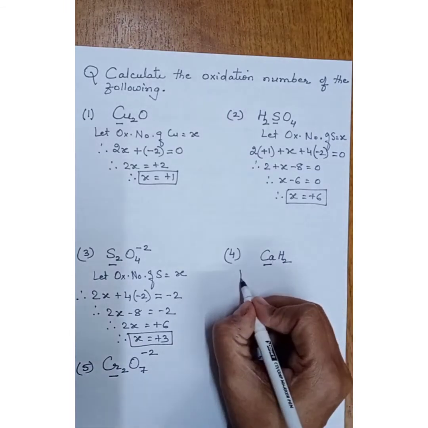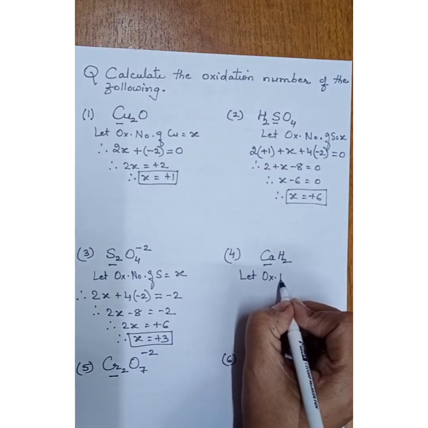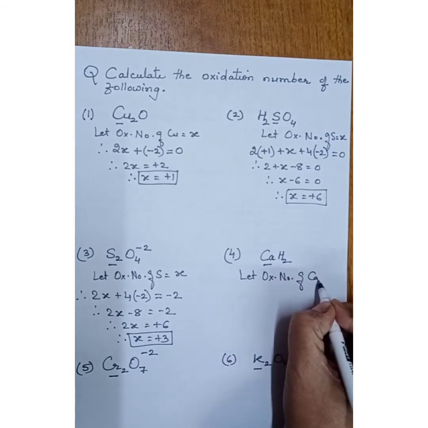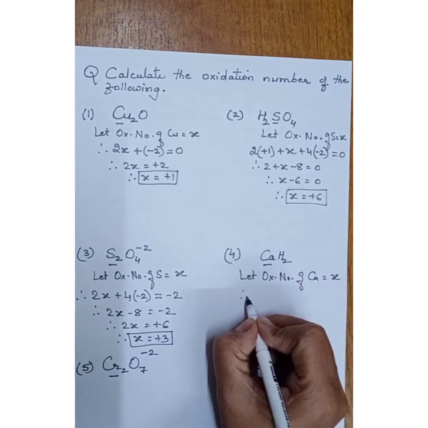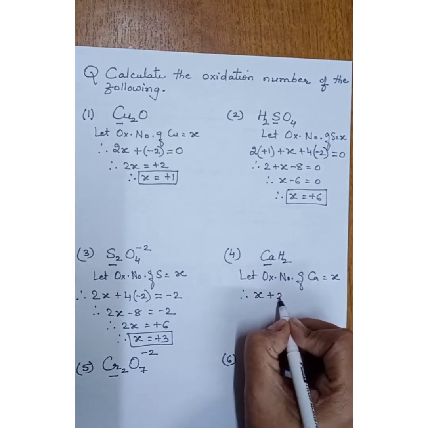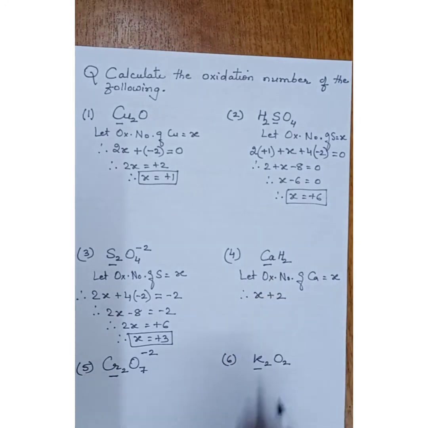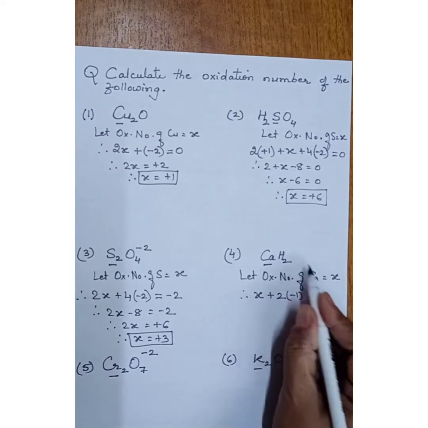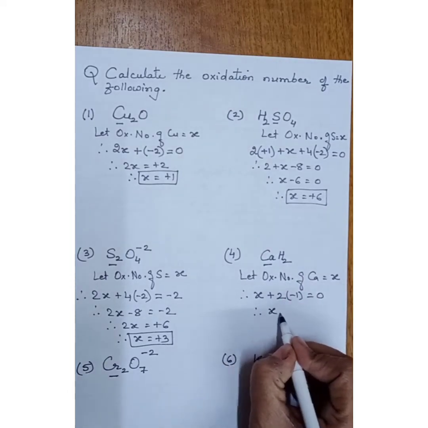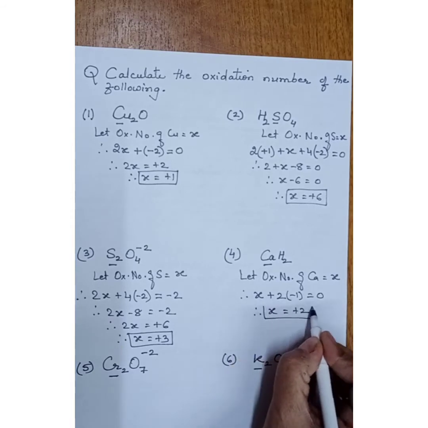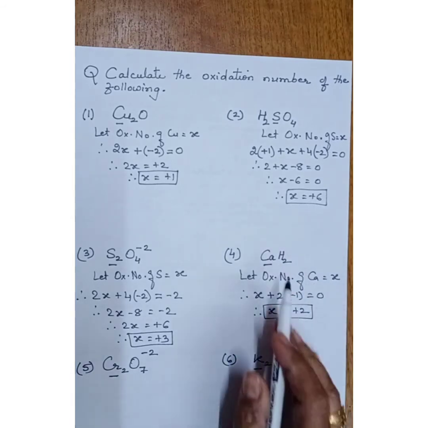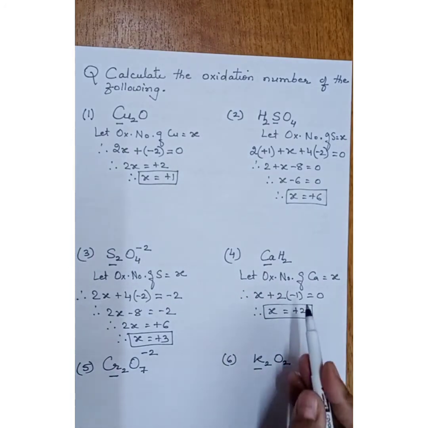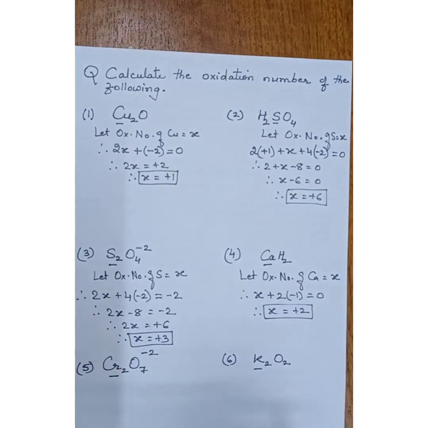Now here let the oxidation number of calcium be x. Therefore x plus 2 into, calcium is a metal, and when hydrogen is bonded to a metal, the oxidation number of hydrogen is taken as -1, is equal to 0. Therefore x is equal to +2. You can cross-check also: calcium is a member of group 2, so it must have +2 oxidation number, that means it is correct.